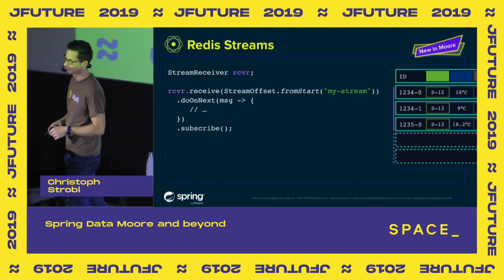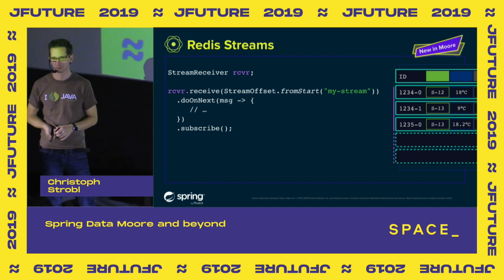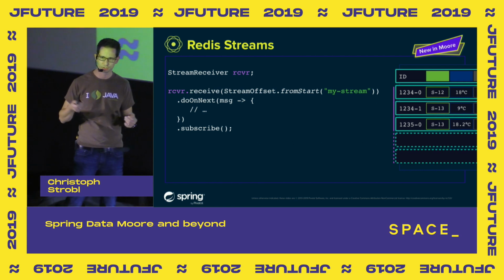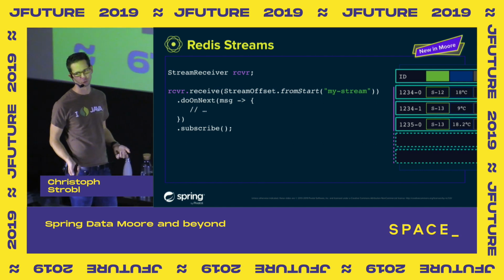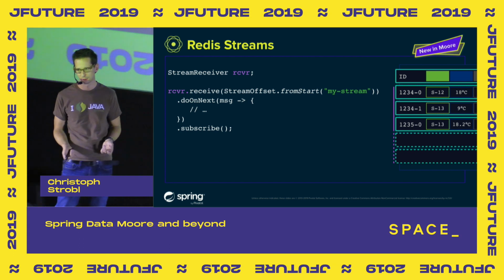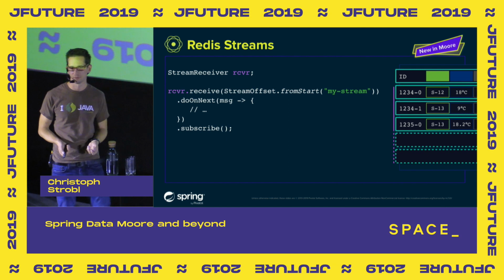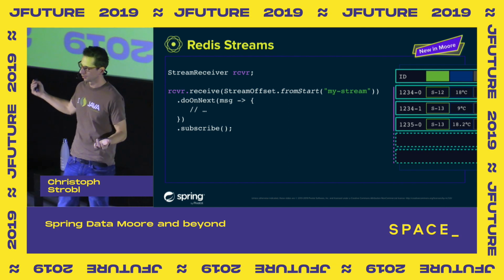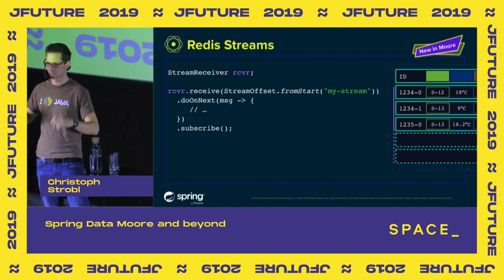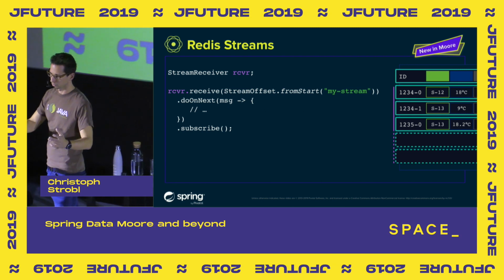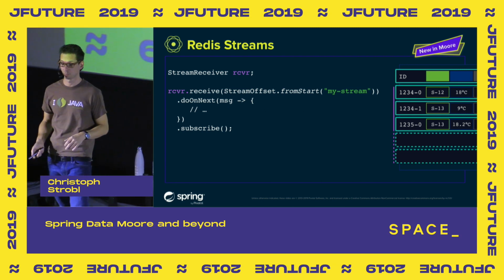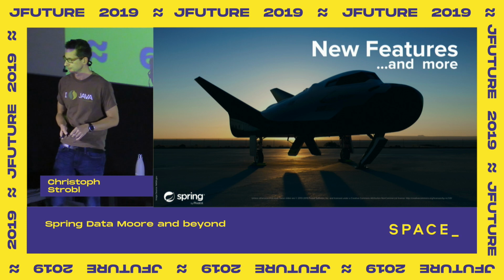And of course, stream-like structures are best consumed with the Reactive API. It just is more natural and more performant. So we got a stream receiver here on the Reactive side, and of course, a stream receiver can receive input from multiple Redis streams. So you can declare one stream receiver and then register multiple streams into that.